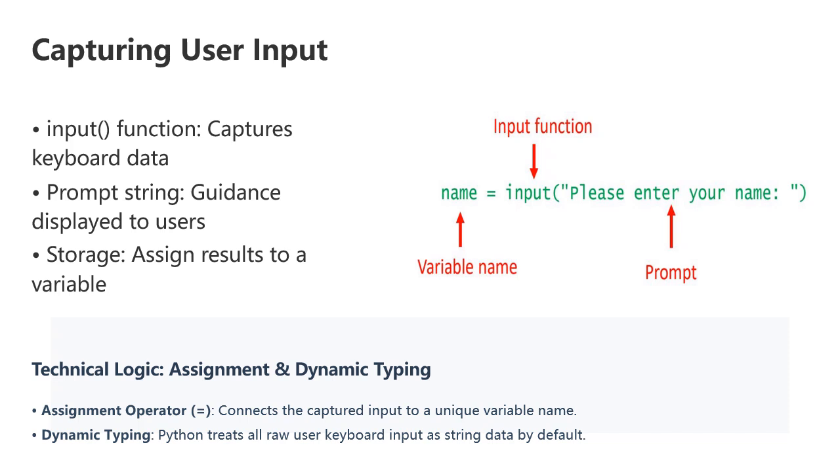Imagine the input function as a waiting messenger. It stays at the prompt until the user hits the enter key. Then it rushes that data back into your code. As you can see here, we use the assignment operator to connect that captured data to a variable. In the example name equals input, the result is stored in the variable name.